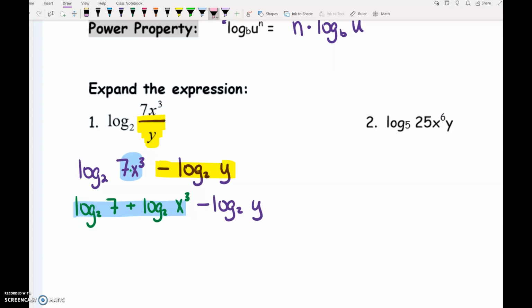Now we need to deal with this exponent thing. I just made that kind of hard to read, didn't I? So the exponent thing, this exponent is going to move in front of that particular log. So that's going to be 3 times the log base 2 of x. We still have everything else. Log base 2 of 7. And we still have minus log base 2 of y.